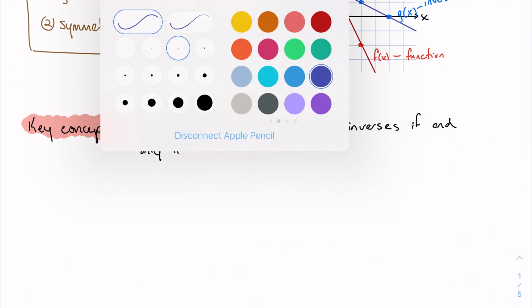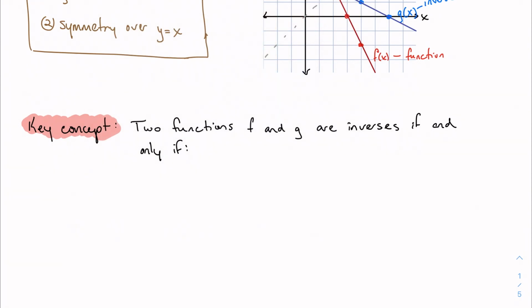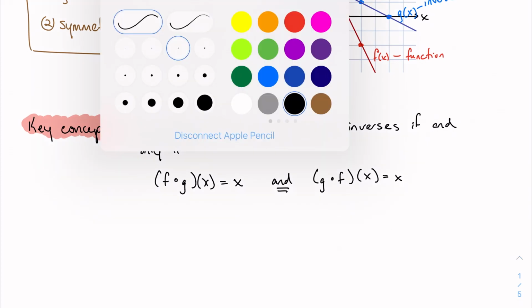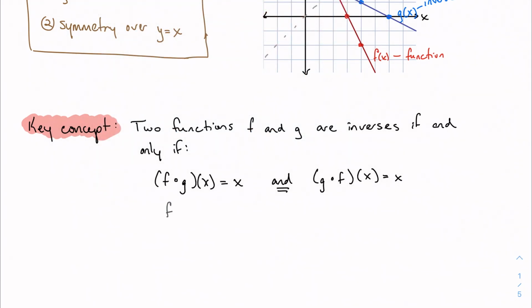Two functions f and g are inverses if and only if, which is just a logic term saying I can read this sentence both ways, forwards and backwards. So f and g are inverses if and only if f of g of x equals x and g of f of x equals x. And you remember in the last video that this is just a way of writing f of g of x and g of f of x, and I get x.